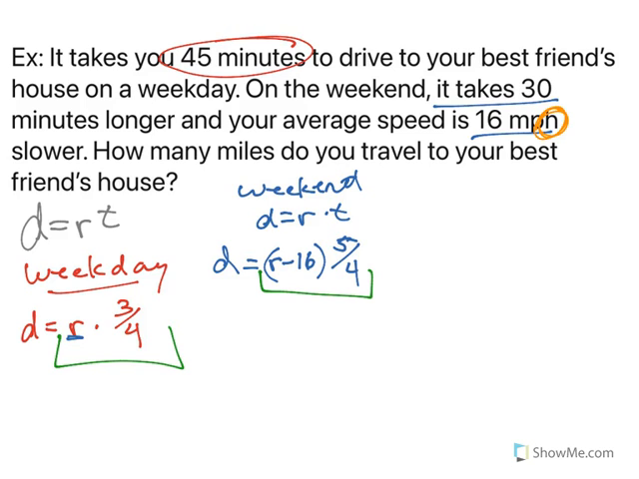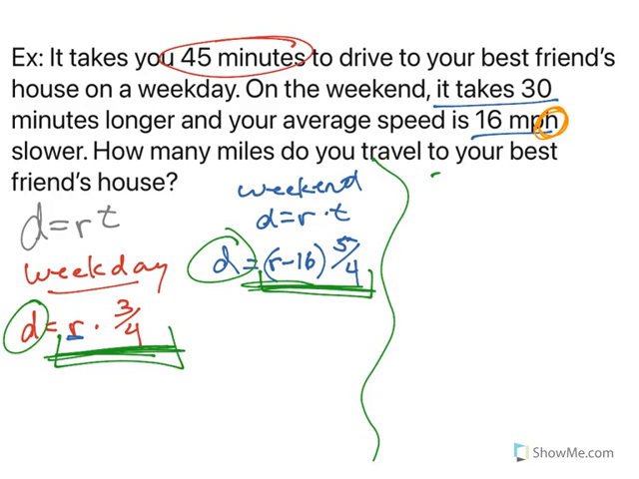So that means they're the same. If I say this D, right, the distance is the same. When I drive to my best friend's house, it's the same distance. That means these two pieces are equal. So I know that 3/4 R is the same as 5/4 times R minus 16. So it's a matter of solving this equation for R. So let's walk through the steps.